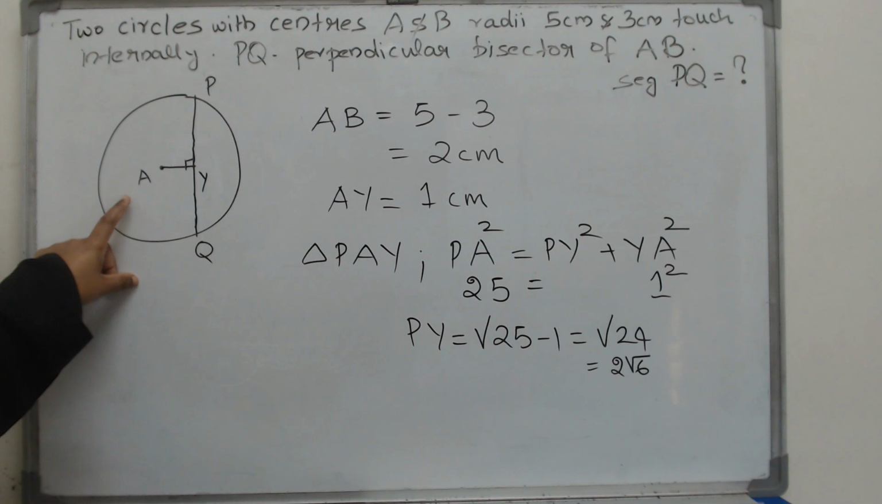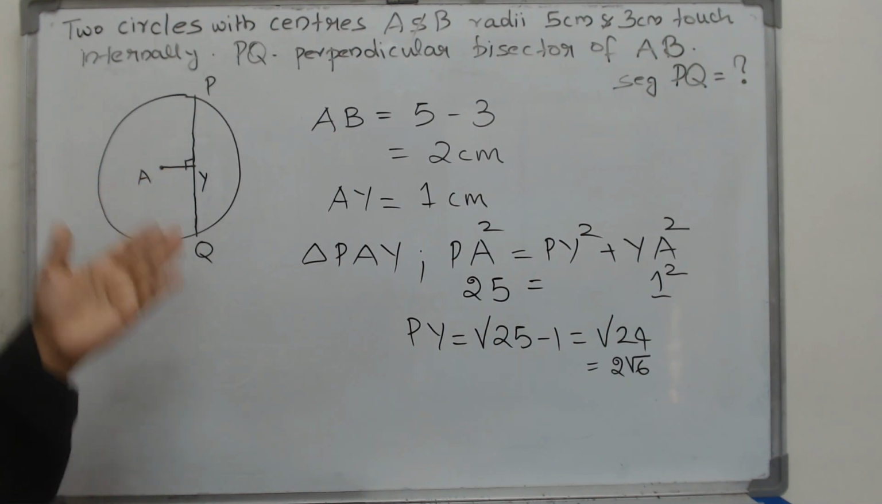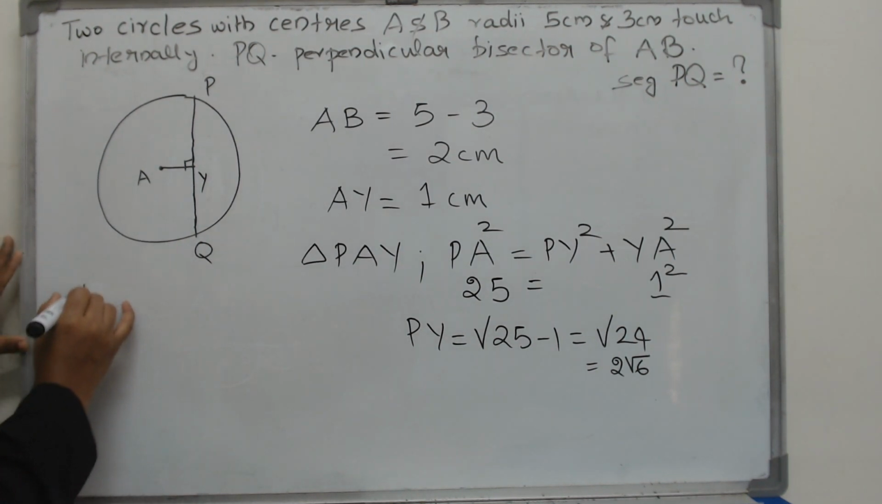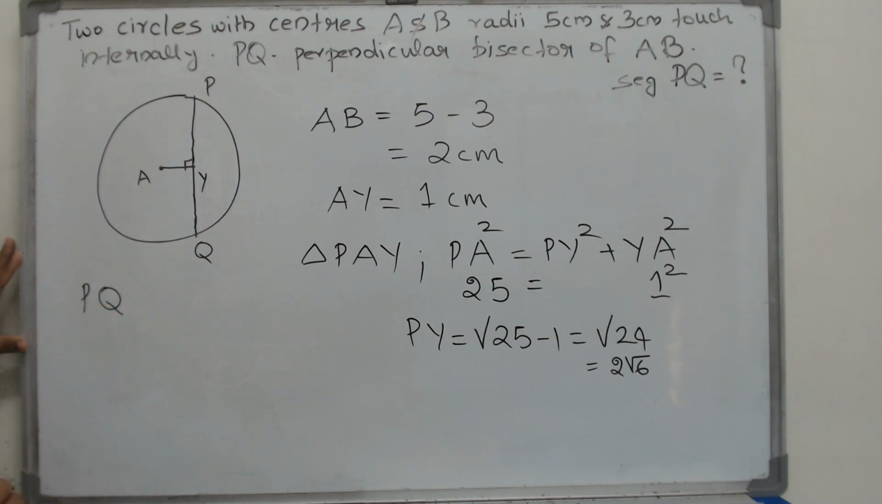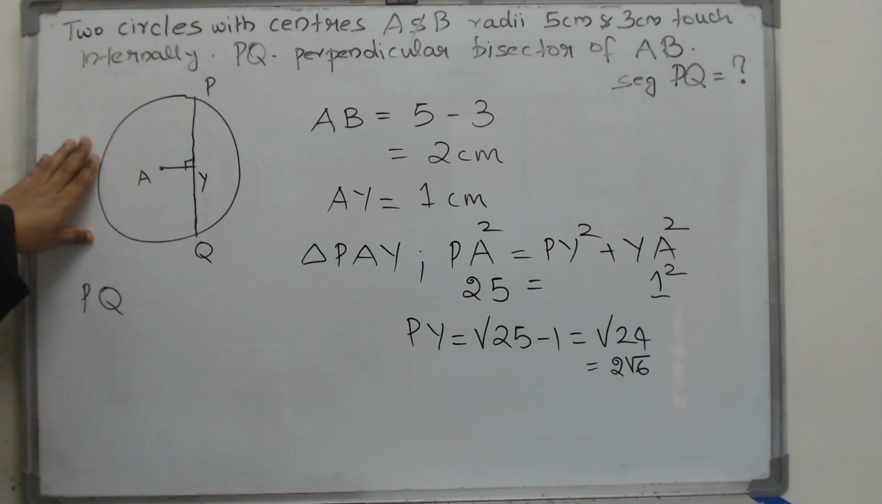Now I have just got rid of the smaller circle. It is there. We just don't need it anymore. So I have just moved it out of the picture. Now what do you have? You have a very beautiful chord PQ. PQ is now a chord. It is just a chord of the bigger circle.